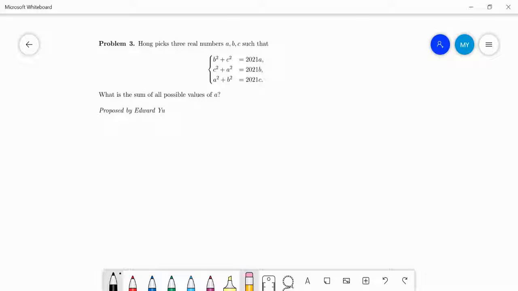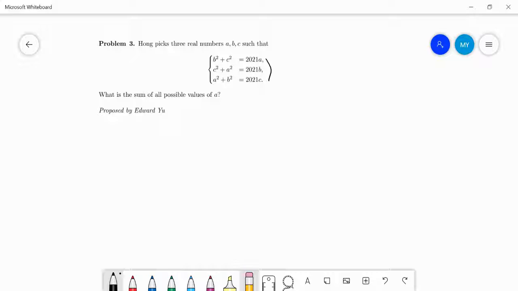But one thing we do notice is that these 3 equations have a weird symmetry to them, right? Like we have b squared plus c squared, c squared plus a squared, and a squared plus b squared on the left-hand sides. And on the right-hand sides, we have 2021a, 2021b, and 2021c. There's almost this type of anti-symmetry among these 3 equations, and when we see something like this, it's probably in our best interests to take advantage of it somehow.